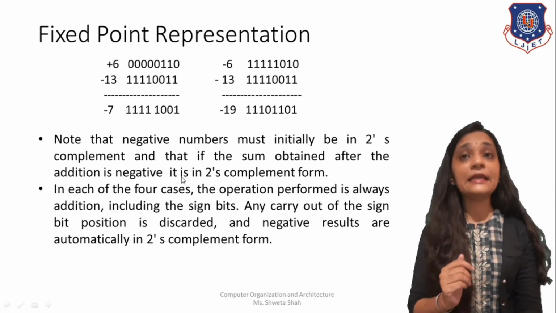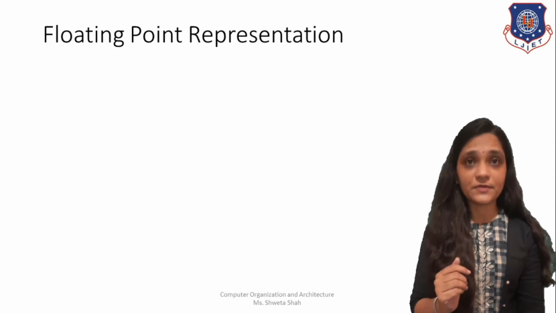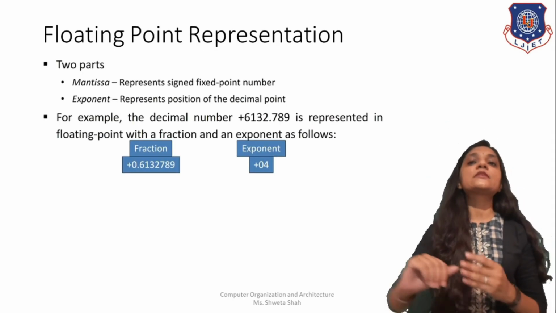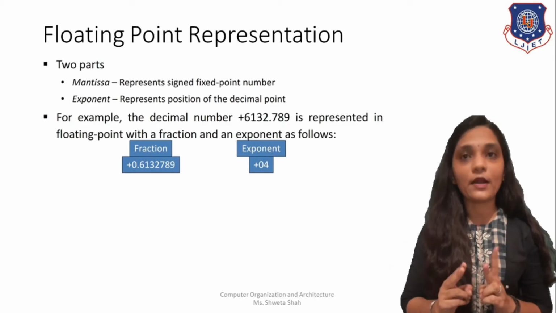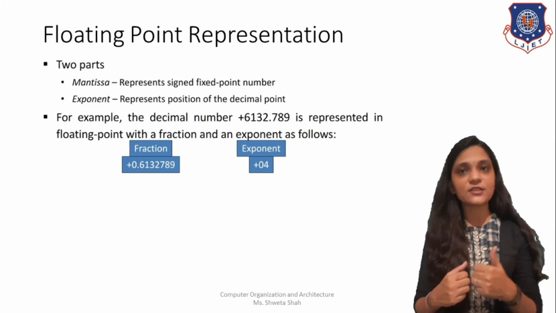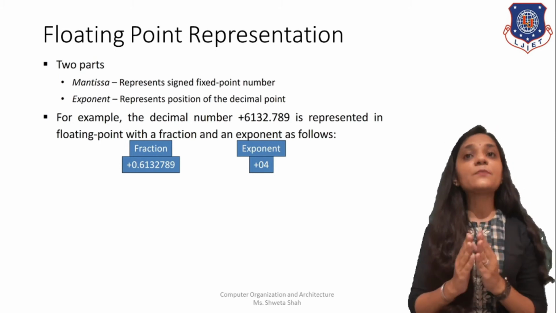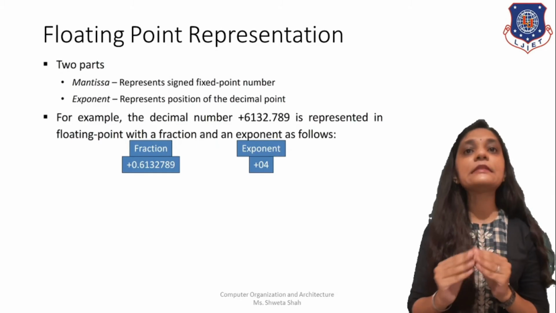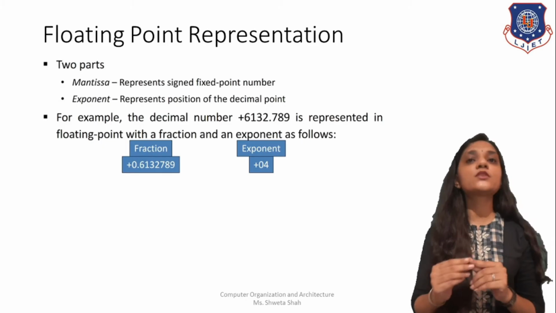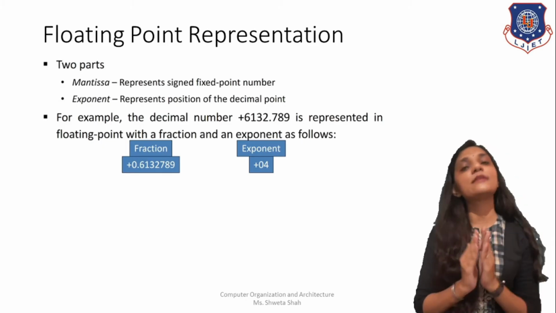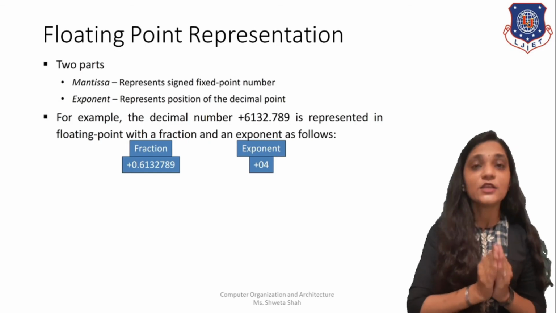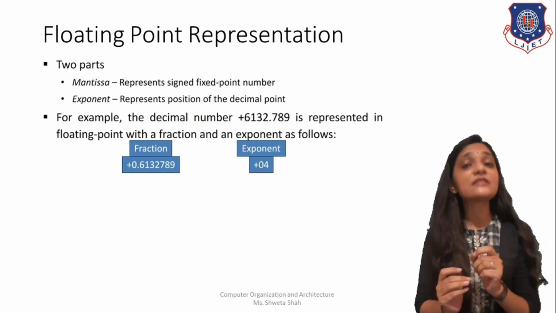Okay, next we will see floating point representation. Here in floating point representation, each and every number will have two parts, that is mantissa and exponent. Mantissa, or you can say the fractional part. Here this mantissa will represent the signed fixed point number, and the exponent will represent the position of the decimal point if we consider the decimal number system. The same thing is applicable to the binary number system. Let me see one example with decimal numbers.